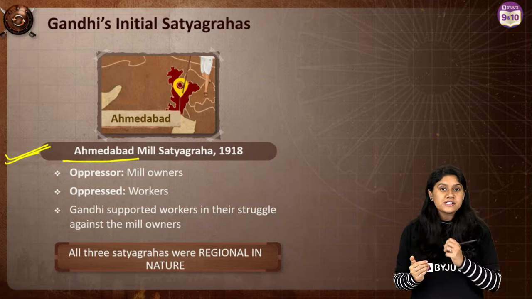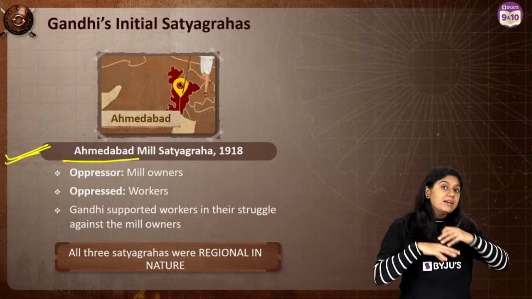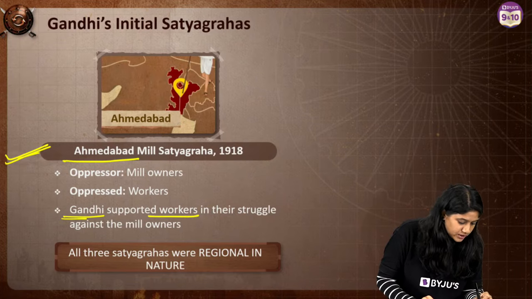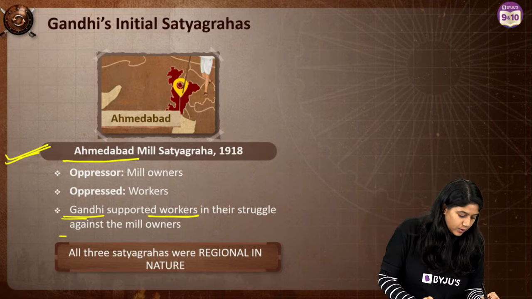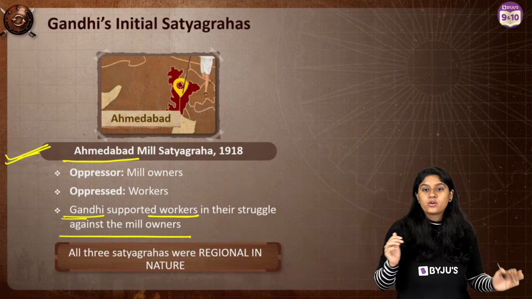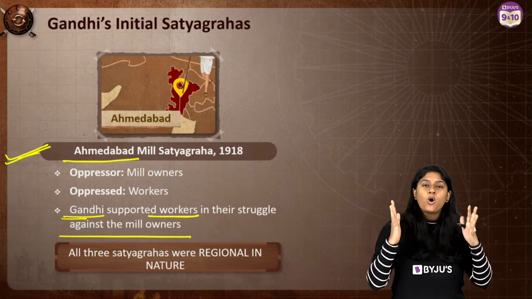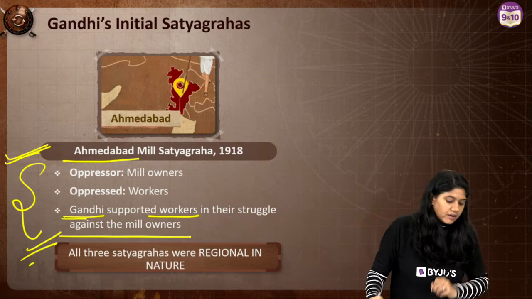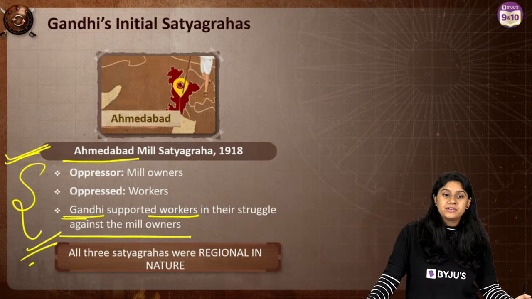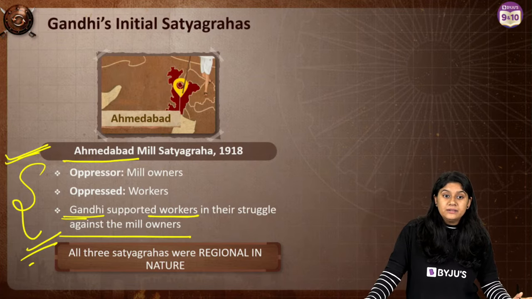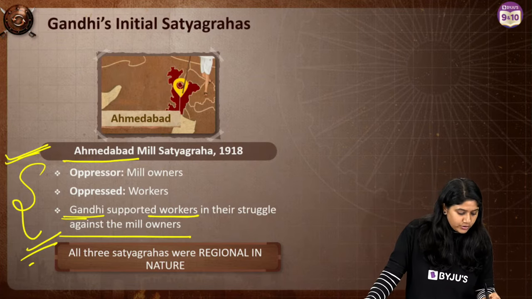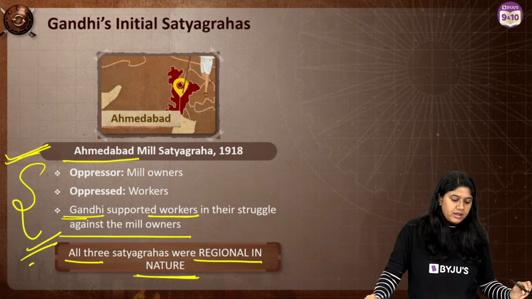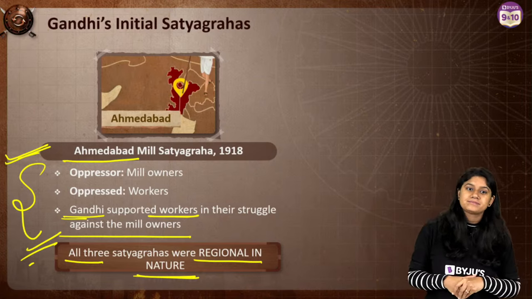After the First World War, people didn't have food to eat. In the midst of all of that, Gandhiji supported the workers. They wanted a raise in salary and, of course, a little flexibility in the timings. So they sat on the Satyagraha with Gandhiji, and Gandhiji helped them in this. Everyone, are we clear? All three Satyagrahas were regional in nature.